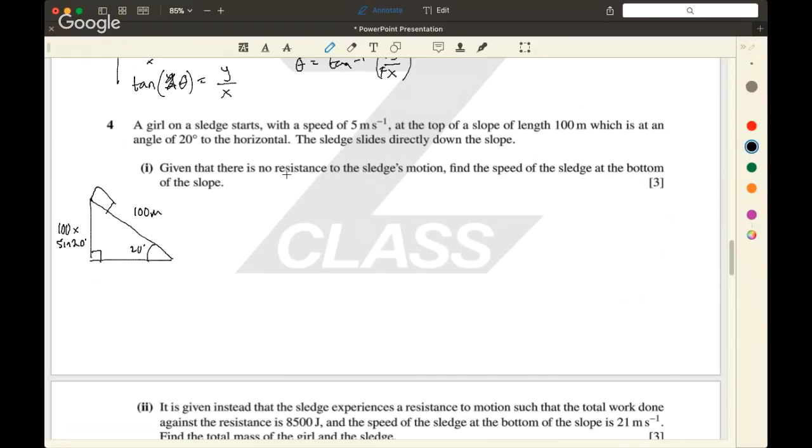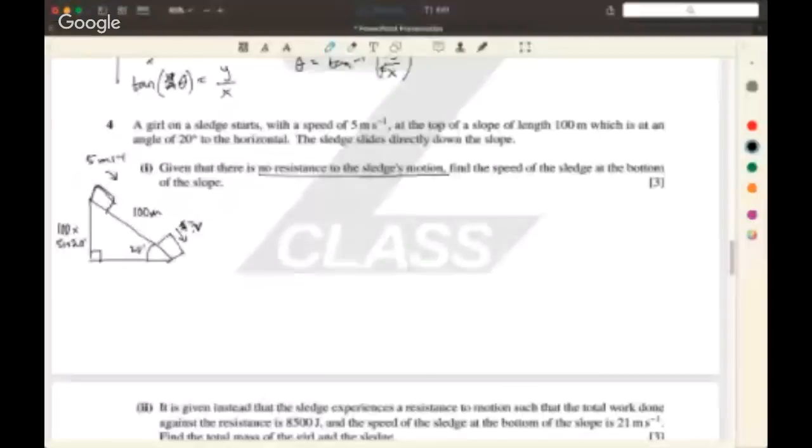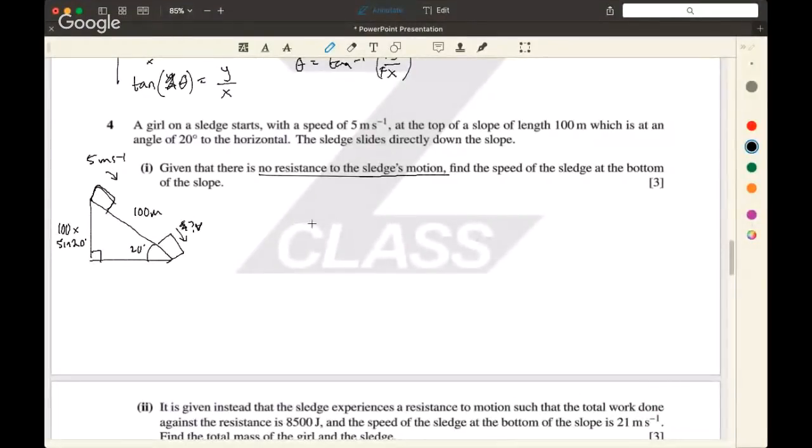And they want us to, she starts at the top with a speed of 5 meters per second, and she ends up at the bottom with a speed of question mark, which we want to find. Let's call it v. And they were told that there's no resistance to the sledge's motion. So that means no friction, which means no work is done by the sledge on the slope. You know, we're not dissipating any energy through friction. We're just converting freely between potential and kinetic energy.